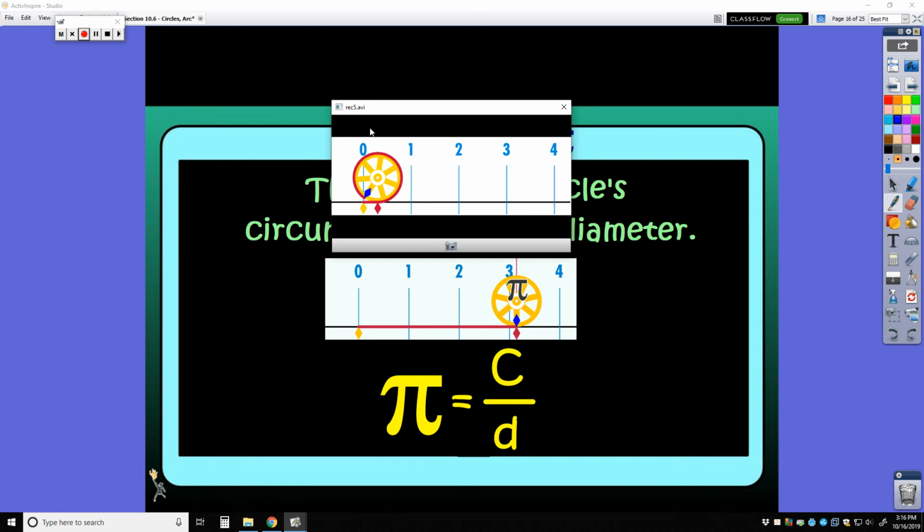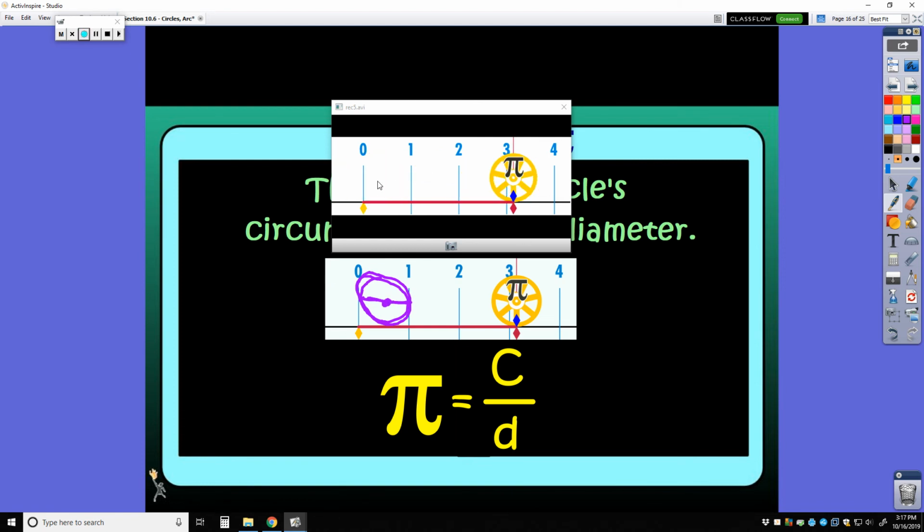Now, the numbers that you see, the 0, the 1, the 2, the 3, represent a diameter width. So that circle, when it starts moving, will wedge itself exactly in between that 0 and that 1. That circle would fit exactly right here to show us that this is 1 full diameter.